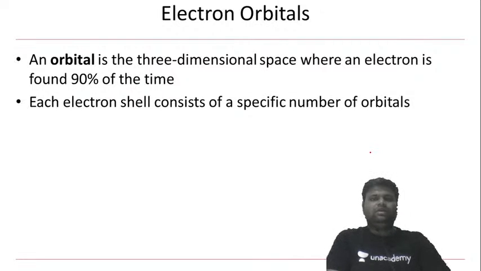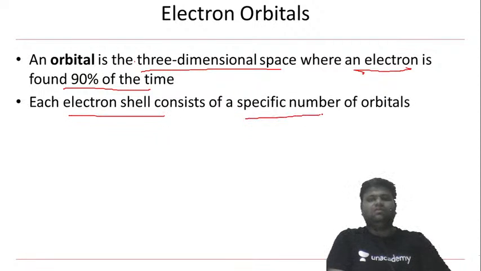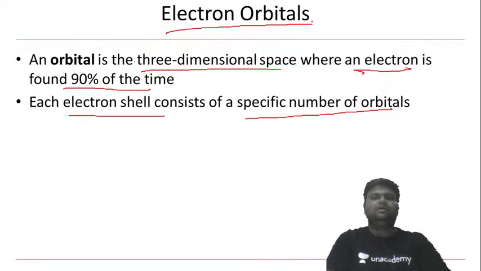So what is an orbital? An electron orbital is a three-dimensional space where an electron is found 90% of the time. Each electron shell consists of a specific number of orbitals. So this is all about electron orbitals.